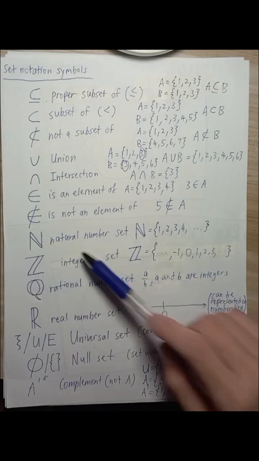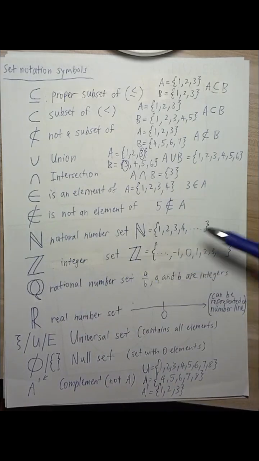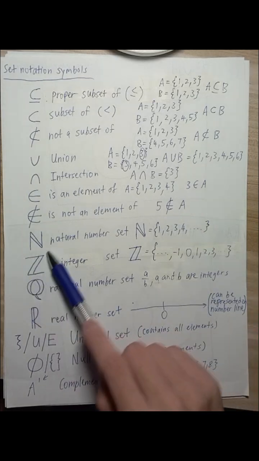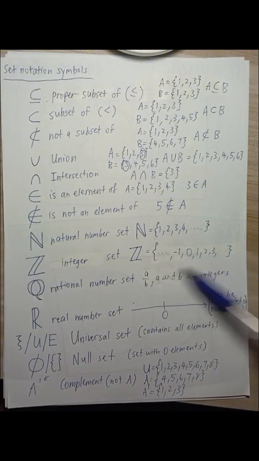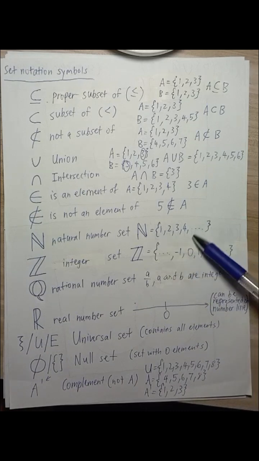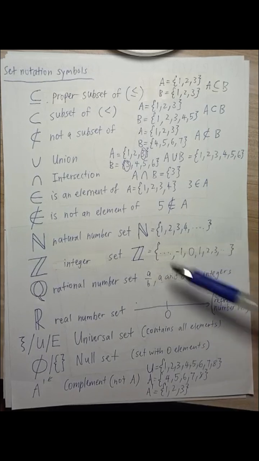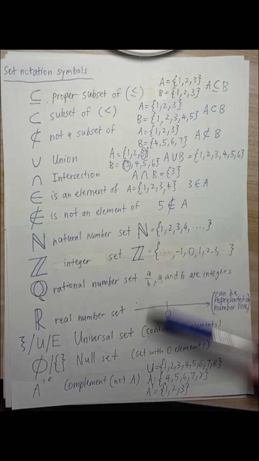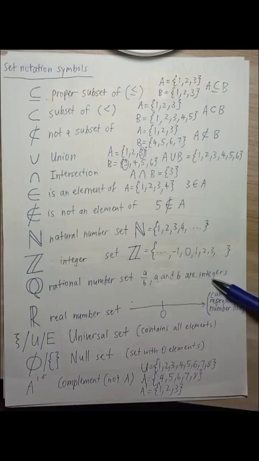So the natural number set, this symbol N, represents the natural number set. So it's like 1, 2, 3, 4, all the positive integers. This weird looking Z represents an integer set. So it's just this set over here: negative numbers, positive whole numbers, and 0. The rational number set is a set where all the numbers can be represented by fractions a over b, where a and b are both integers.